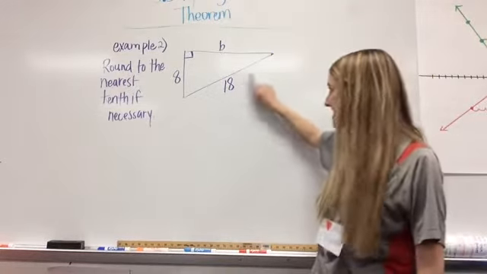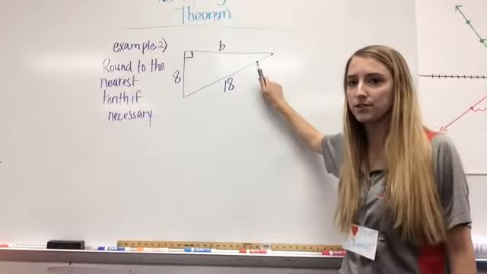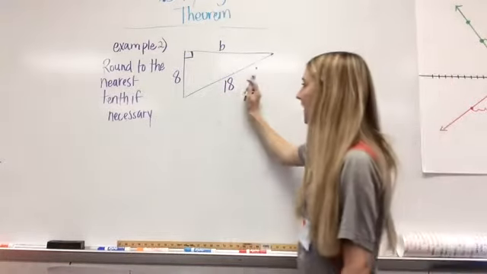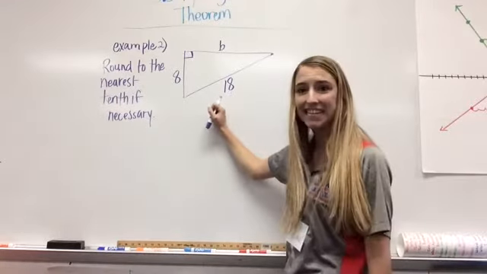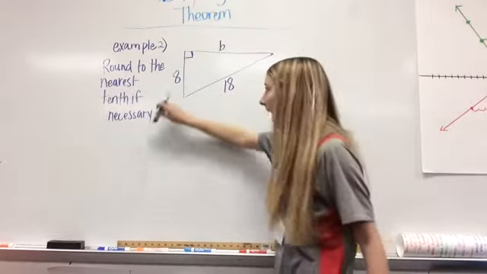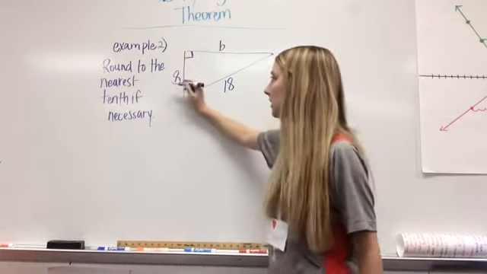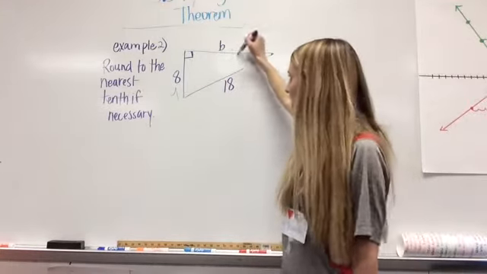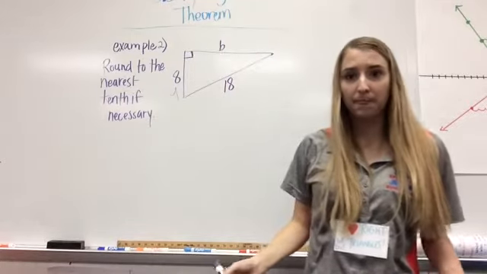Remember, the longest side is always the hypotenuse, which is always going to be the diagonal side. So the diagonal side is the hypotenuse, and it's 18. We know that. And we have one of the legs, which we're going to call a, and it's only 8. And we're trying to find b.